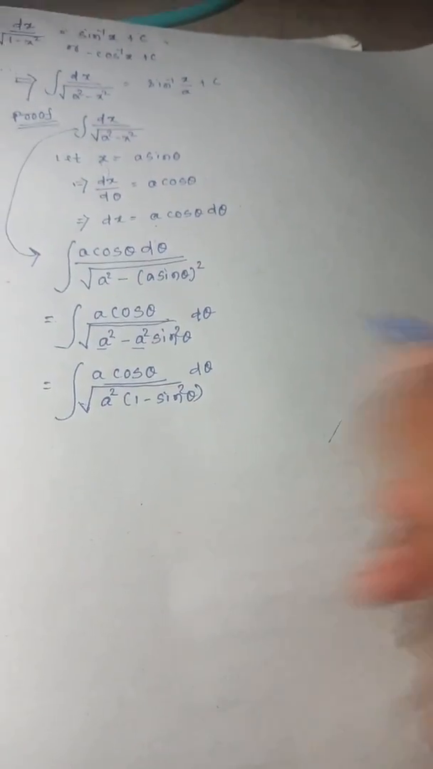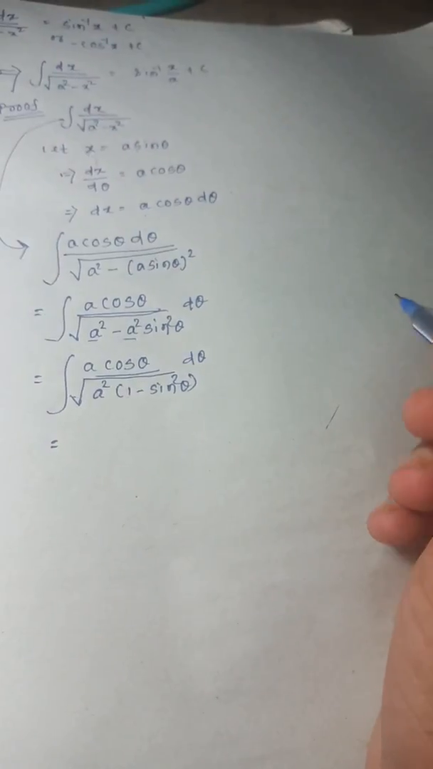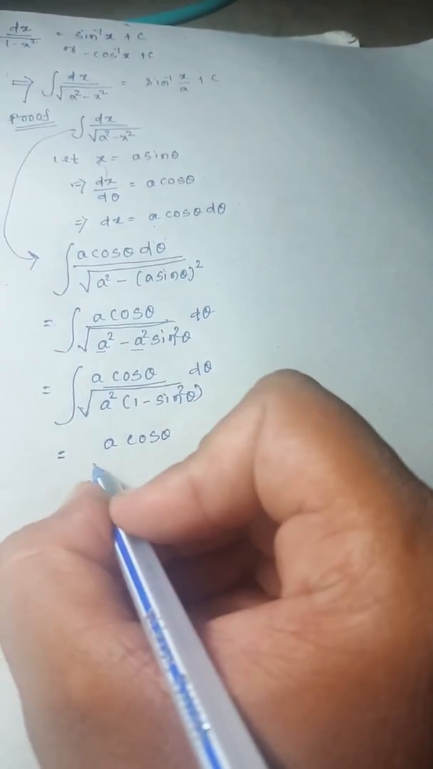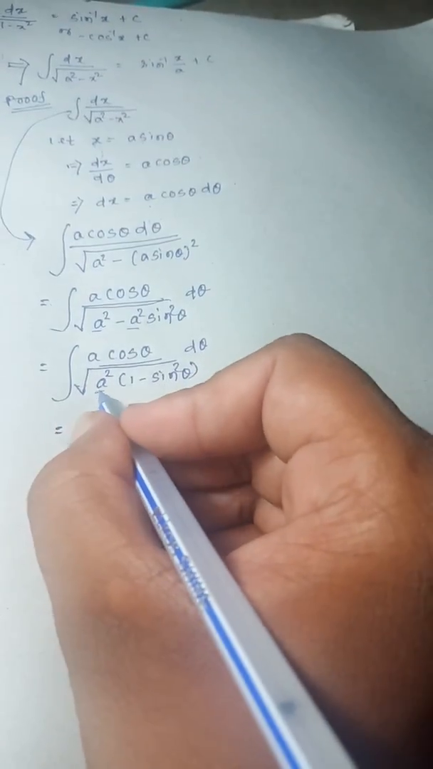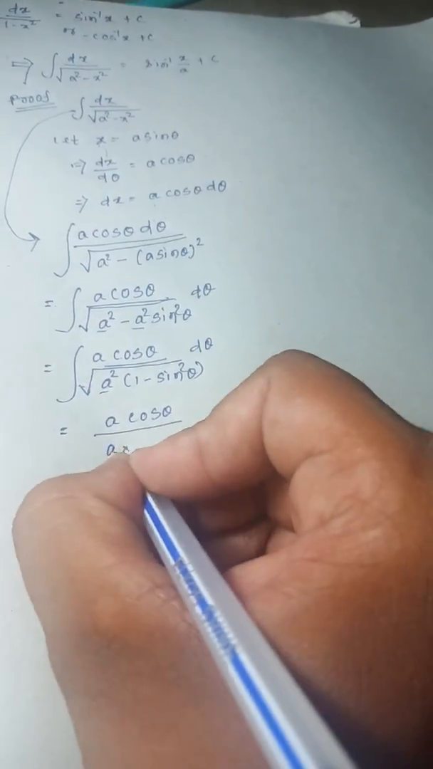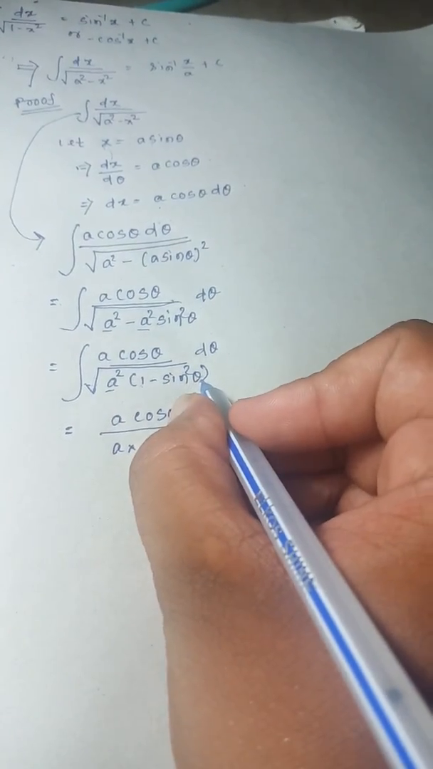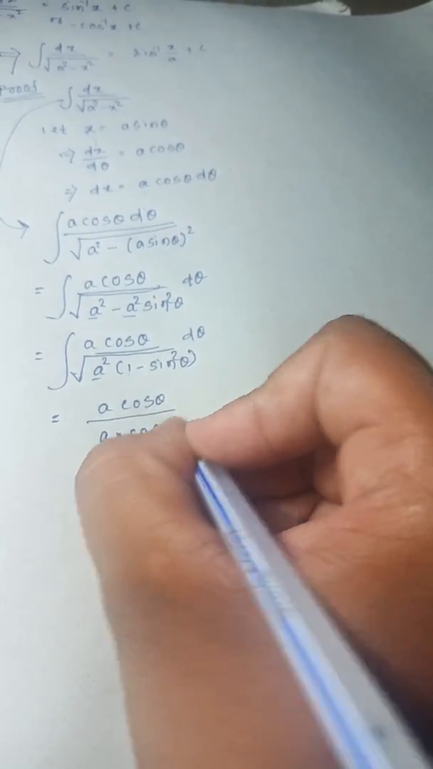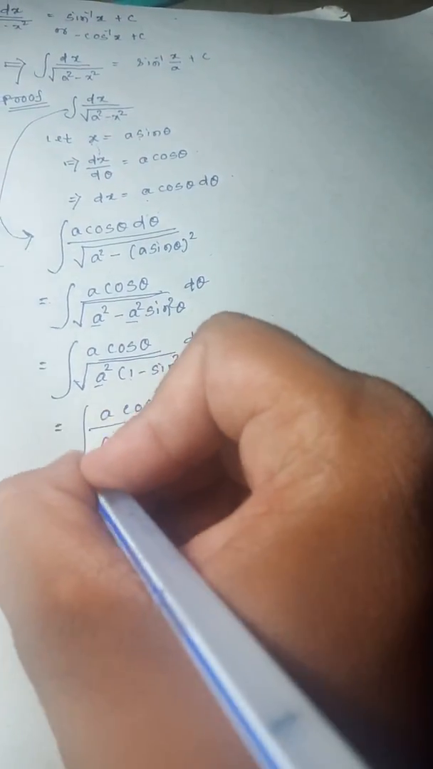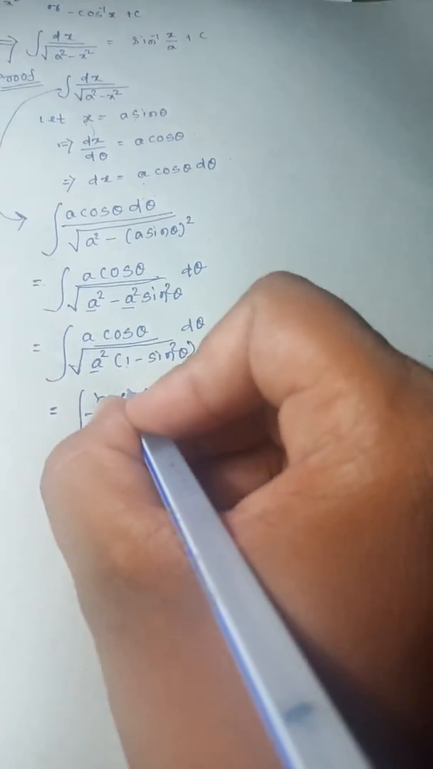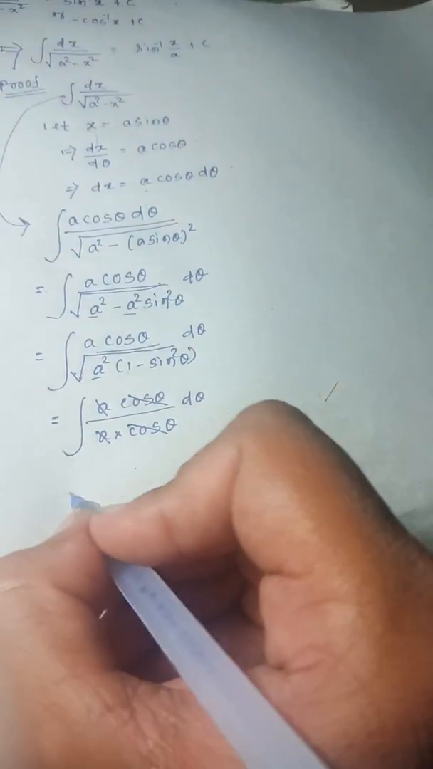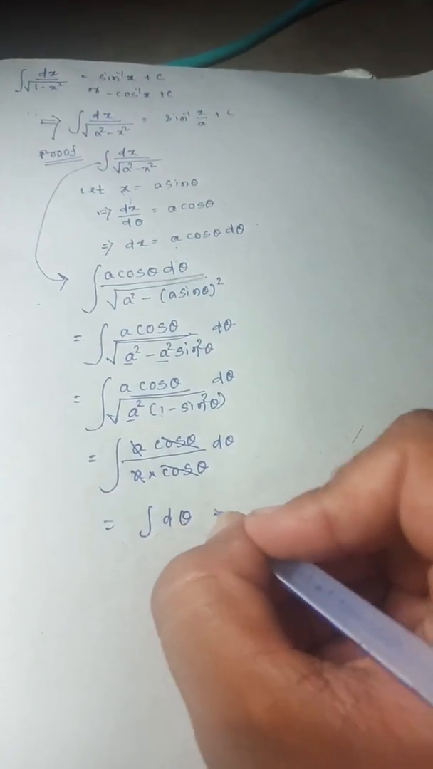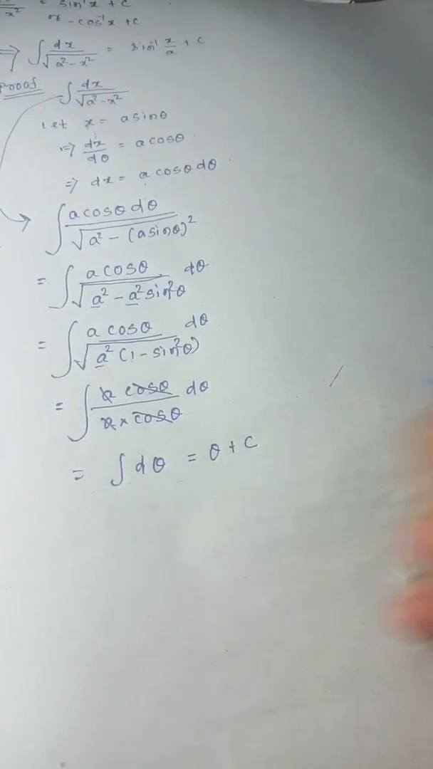So now what it will become: a cos theta divided by root over a square, which will be a, and as we know that 1 minus sin square theta is cos square theta, the root over of cos square theta will be cos theta, d theta integration. Here a and cos theta will cancel out each other. Right, now in the question we have d theta integration. As we know, integration of d theta is theta plus c.